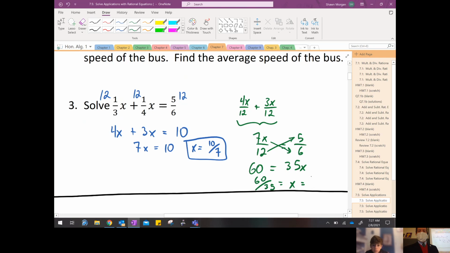Well, if you divide 60 by 5, you get 12. And if you divide 35 by 5, you get 7. So I've done something wrong. Y'all help me figure out where.